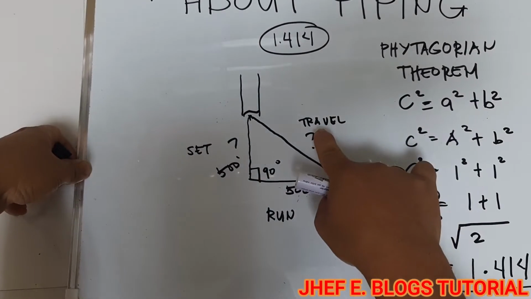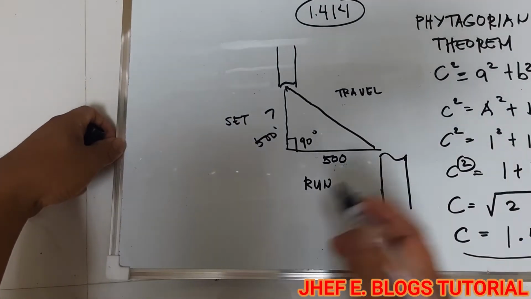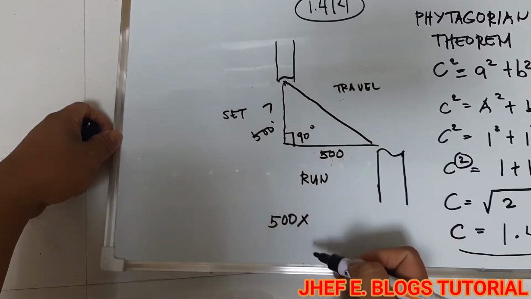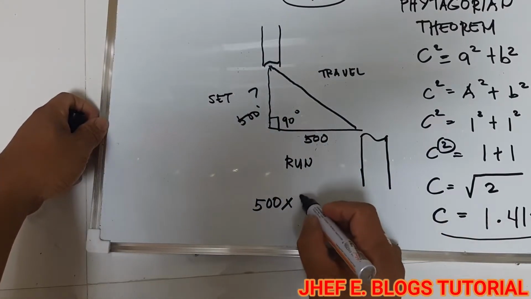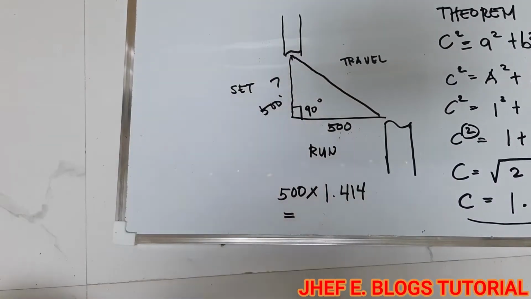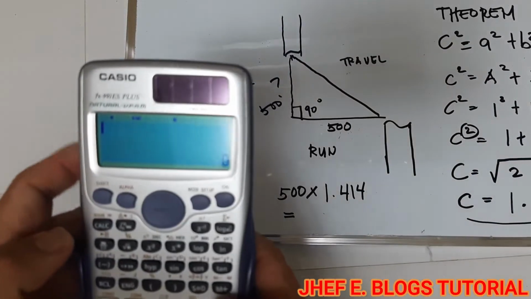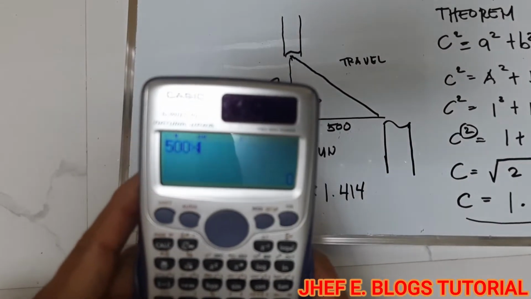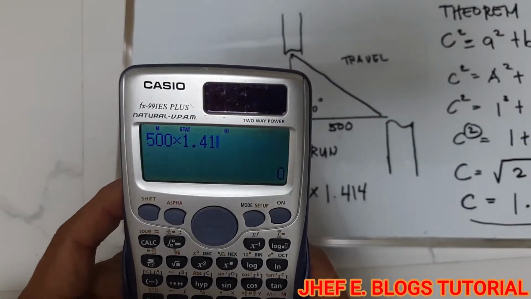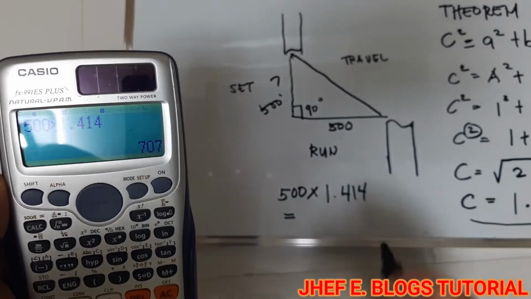And now I will find the travel. It's simply like this, guys. 500 times using this 1.414 equals, okay, I will compute, guys. 500 times 1.414 equals 707, guys. 707.